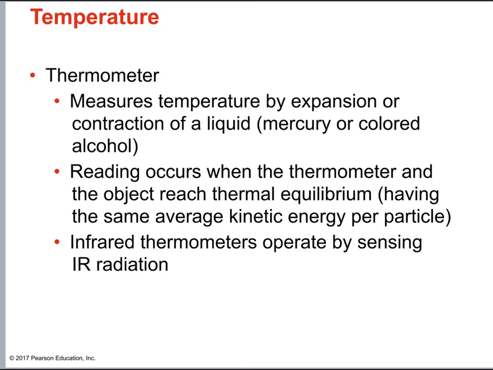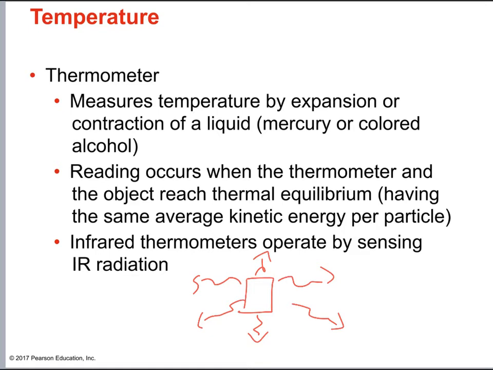Another kind of thermometer, though, is what's called an infrared thermometer, and they actually operate by sensing the infrared radiation. Every object that has temperature is radiating electromagnetic radiation. The sun is very, very hot, and very, very hot things like the sun tend to radiate a lot of visible light. Things like us, people, we're not as hot as the sun, but we are still radiating energy, and what we radiate is what's called infrared radiation.